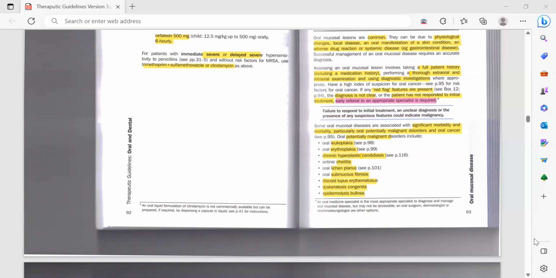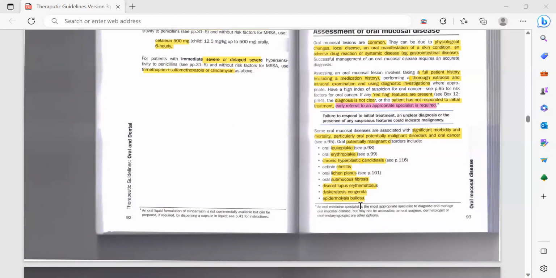So the best one is the oral medicine specialist, but if it is not accessible, then you can try the oral surgeon or dermatologist or otorhinolaryngologist. Sorry about the pronunciation, but yeah, these are the things that you can try, but the best one is the oral medicine specialist. Okay.